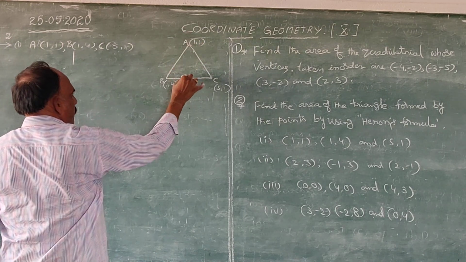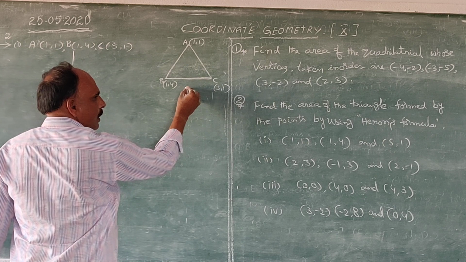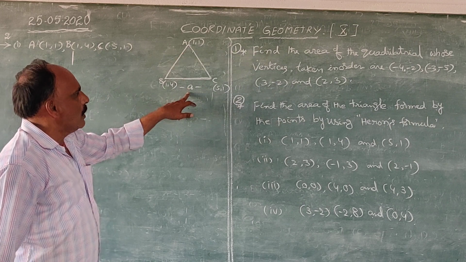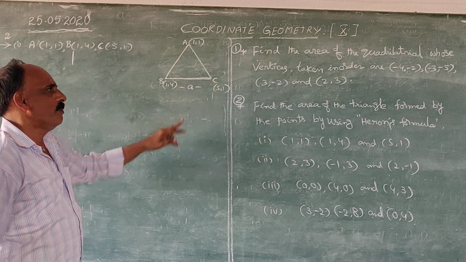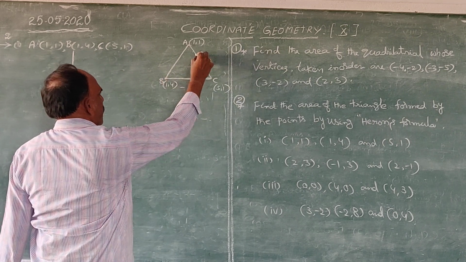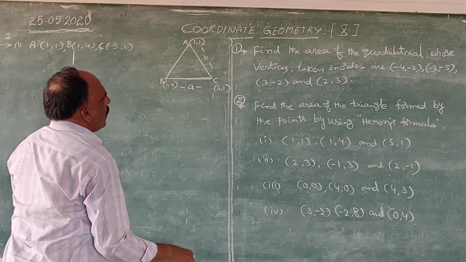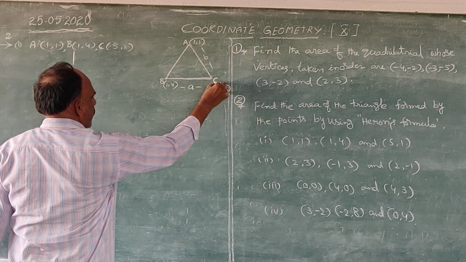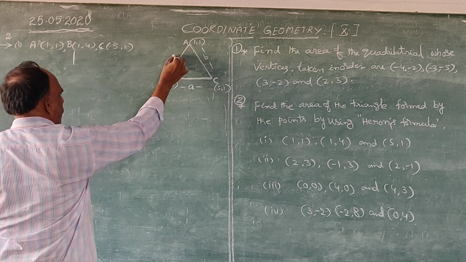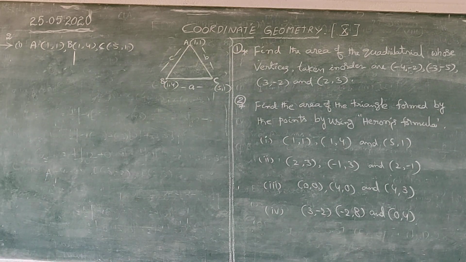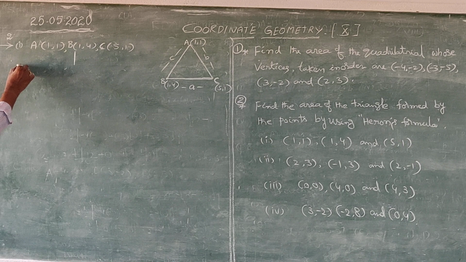Opposite vertex A, the length of BC, is denoted small a. Opposite capital B, the length of AC is small b. The next one, opposite vertex C, the length of AB is denoted small c. So we first find out small a, small b and small c, using the distance formula.